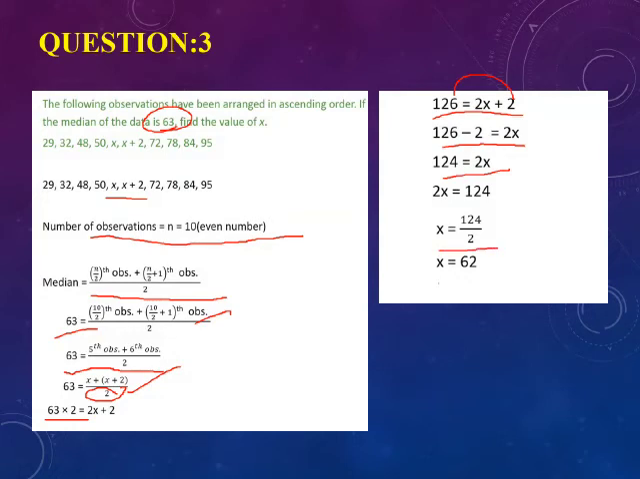So the x value is 62. Then x plus 2 value is 64. x value is 62 and x plus 2 value is 64.